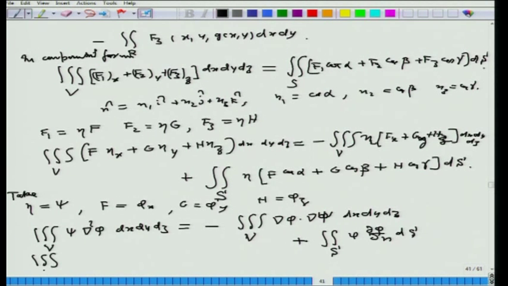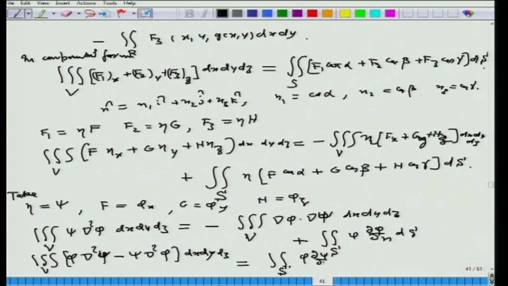So, this over V, phi del square psi minus psi del square phi dx dy dz, this term will cancel and we will have only the boundary term, phi del psi by del n minus psi del phi by del n ds. So, it is a more general form of Green's theorem, which is actually a consequence of the divergence theorem.